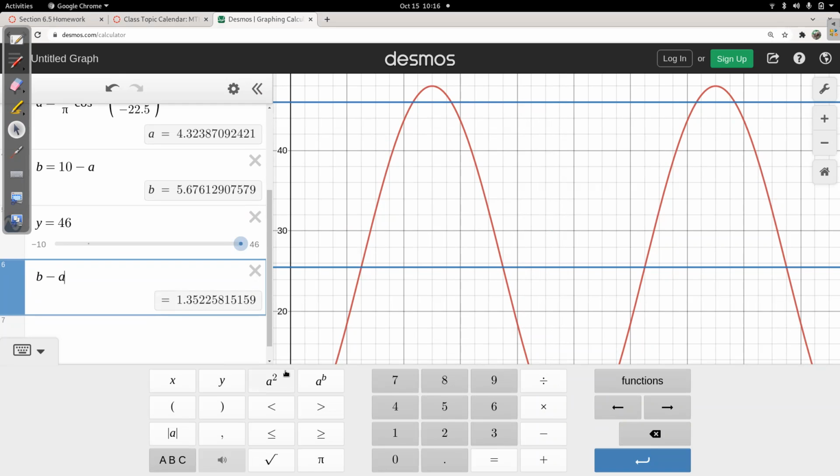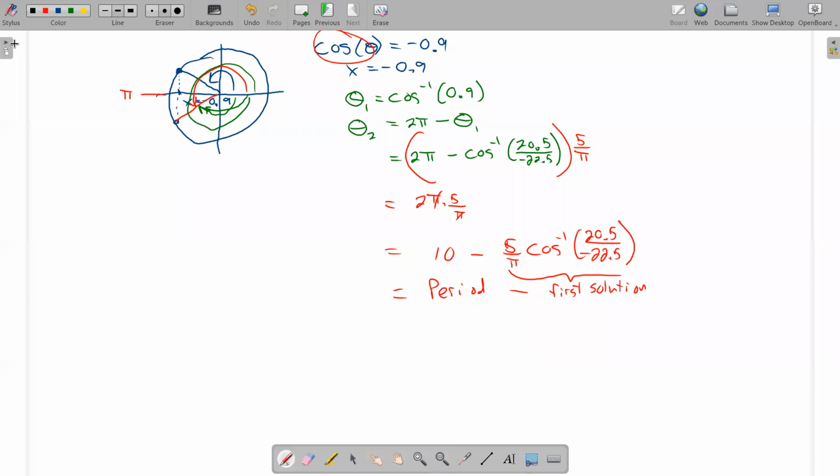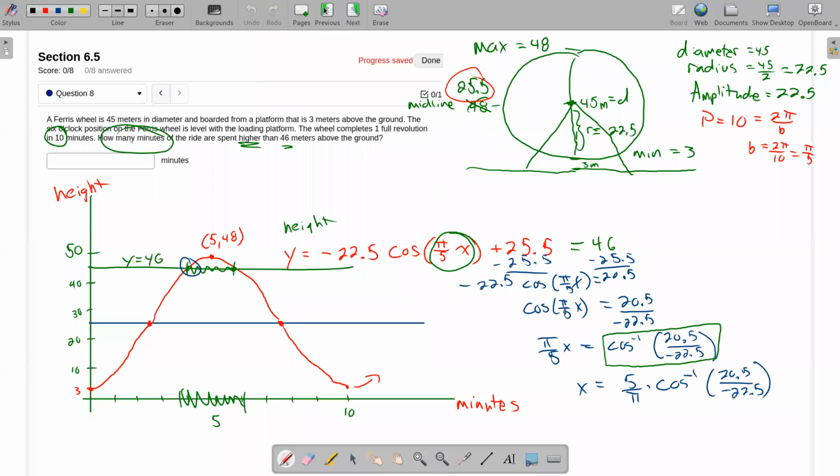Wow, that one was a lot of work. That was fun. Way better than a cup of coffee. And again, does that seem reasonable on my picture? We peaked at 5, so we should be at 46 a little before and a little after, because 48 is the peak there. Yeah, so this one right here is about 1.35 minutes.